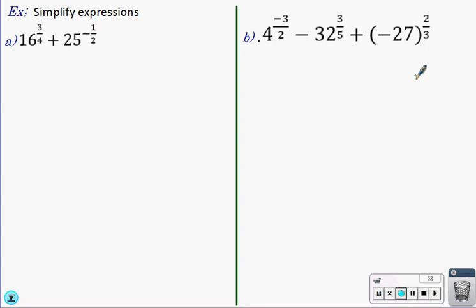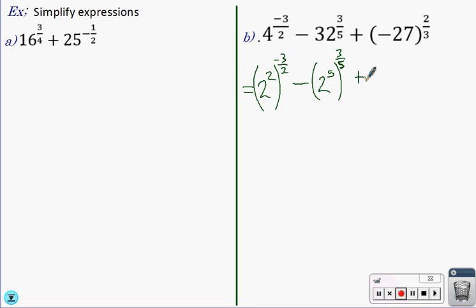So now, here we have bases and powers. We should show each base as a power of a number. Now the base 4 can be shown as 2 to the power of 2. Instead of 4, I write 2 squared. So then the other power, we just copy it down. So minus the 32 can be written as 2 to the power of 5, and the power 3 over 5, we just copy it down there.